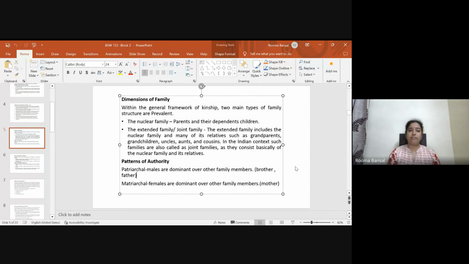We have both kinds of families available in our society. This is nothing related to caste, class, or religion, because every family has its own way of functioning, its own way of working. So we cannot say that this particular pattern of authority belongs to a particular caste only. Though more than 75% of the time we find the patriarchal pattern of authority, because all the family members generally accept that the male who is heading the family is competent enough or intelligent enough to take the decision.